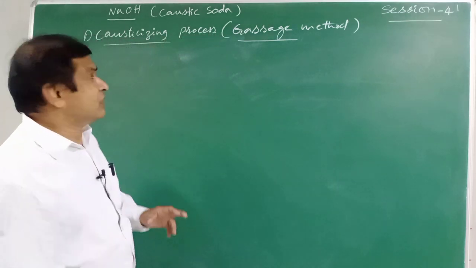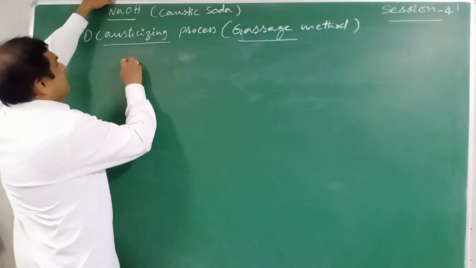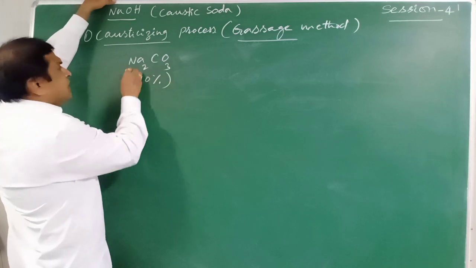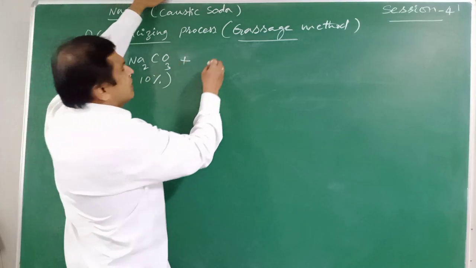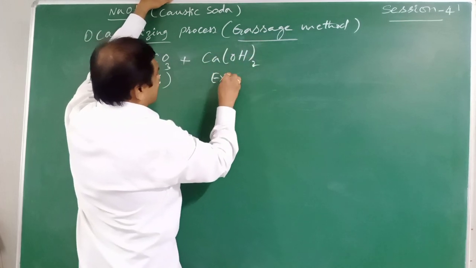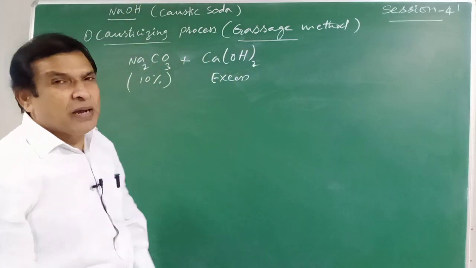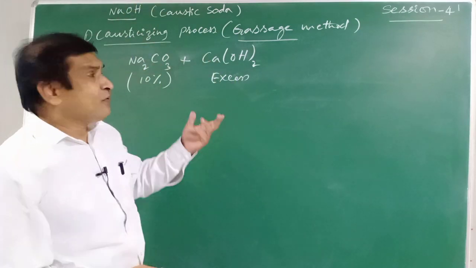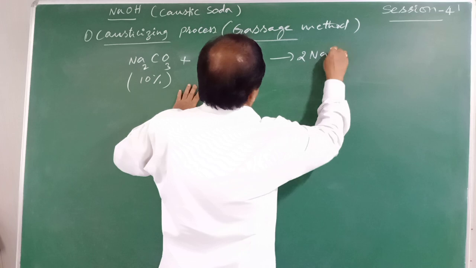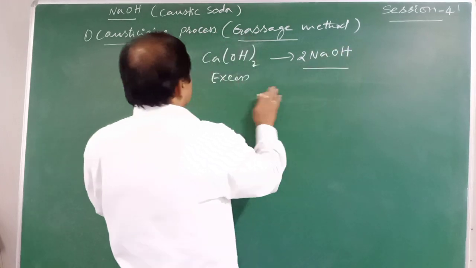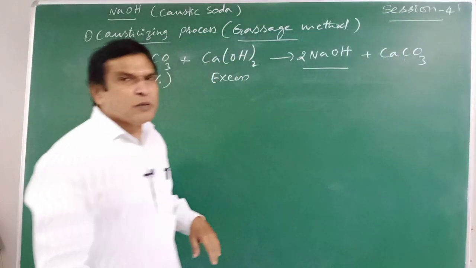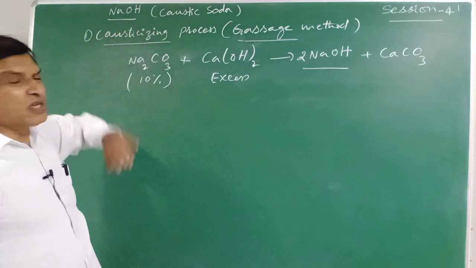A very simple reaction for this. 10% sodium carbonate solution is made to react with slaked lime, that is calcium hydroxide, in excess quantity. It forms NaOH, that is caustic soda, plus CaCO3, calcium carbonate. That's all. Very simple process, that is the Gaussage method or causticizing method.